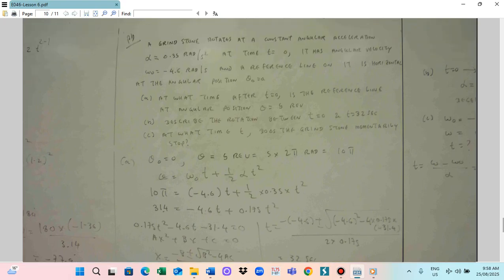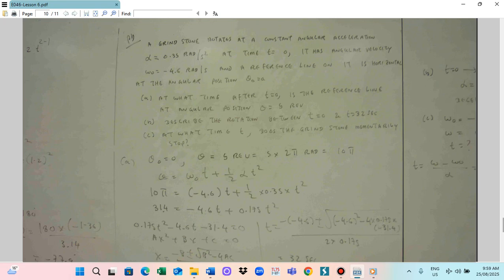Now for the next problem. The constant angular acceleration alpha is 0.35 radian per second squared. At time t equal to 0, the angular velocity omega 0 is minus 4/6 radian per second. We want to find the time when the reference line reaches 5 revolutions. Theta 0, the original theta, is 0, and the final theta is equal to 5 revolutions.